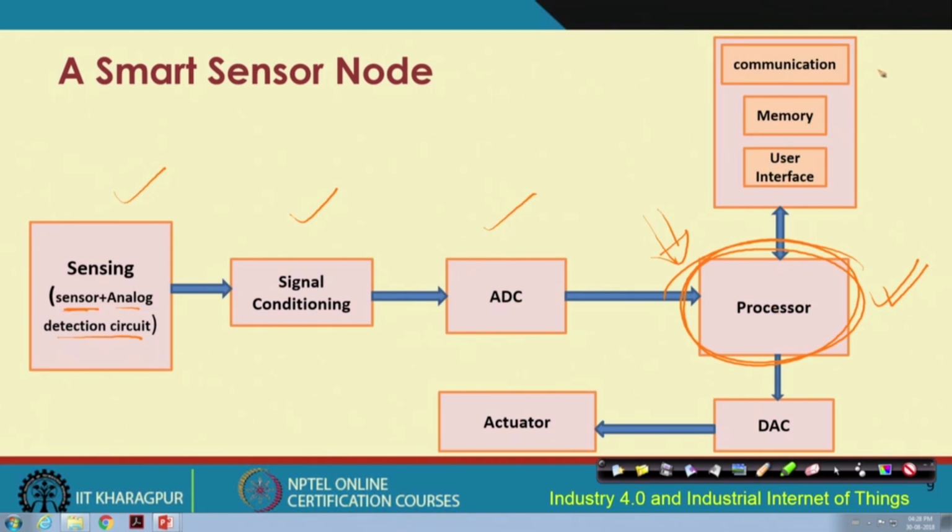You also have this processor and this entire thing interface with different components such as the communication unit, the memory unit, and some user interface components. All of these, finally, based on the processing, some kind of actuation would have to be made. So, for that the actuators will have to be invoked, and this DAC, digital to analog converter, sits in between to help in the process.